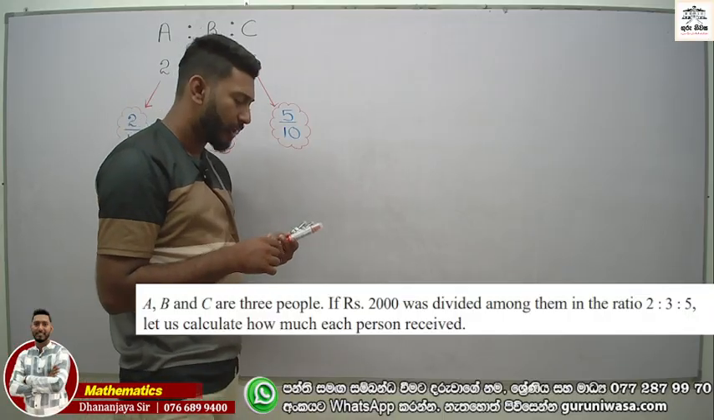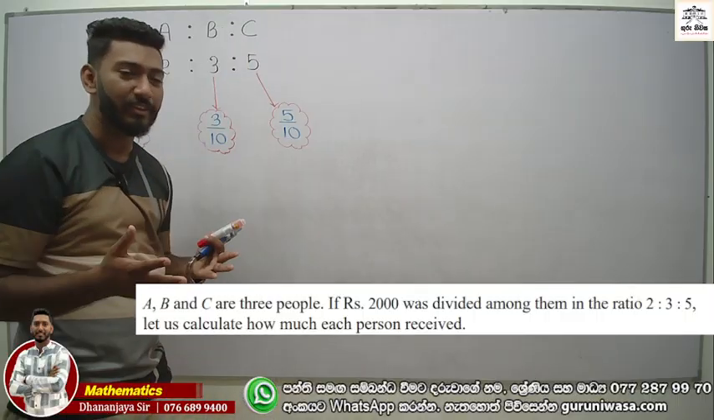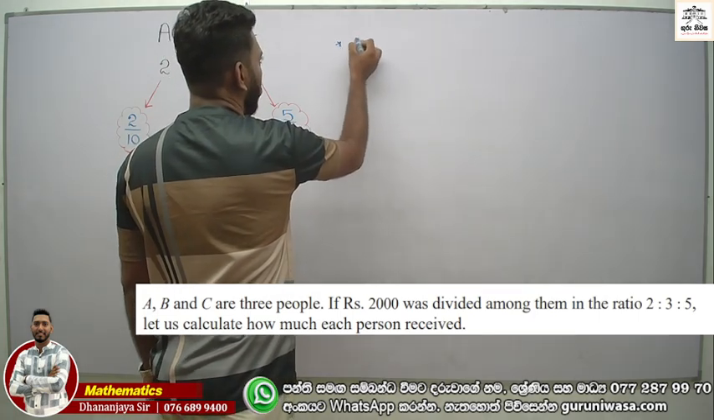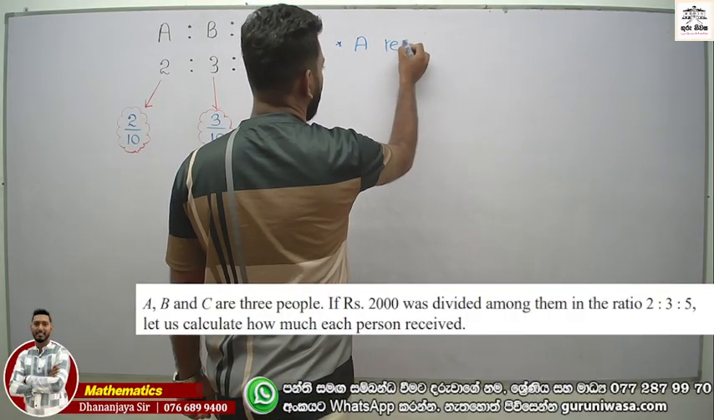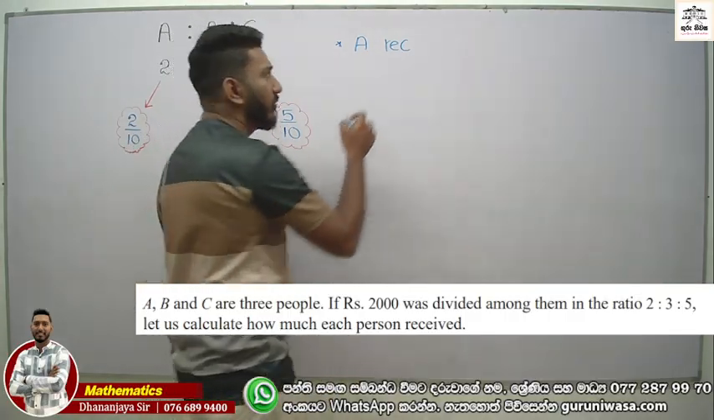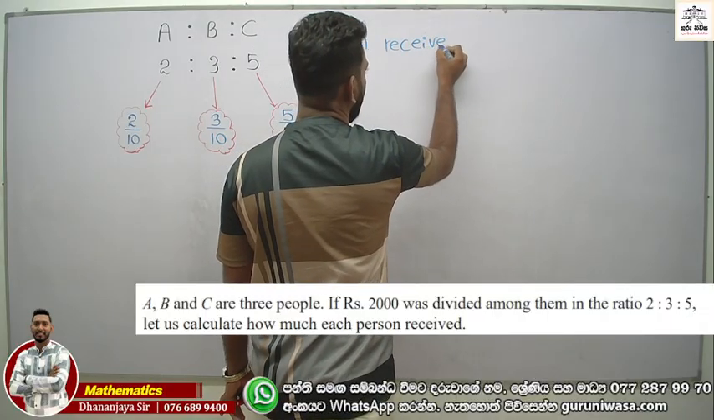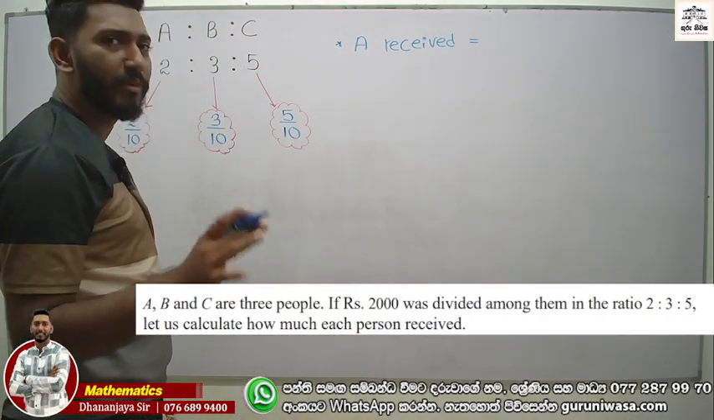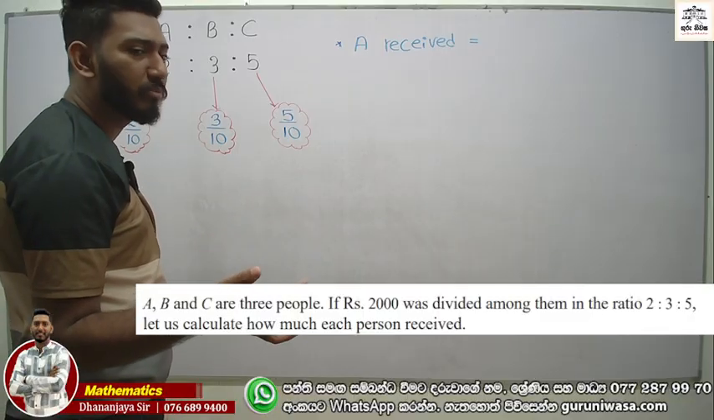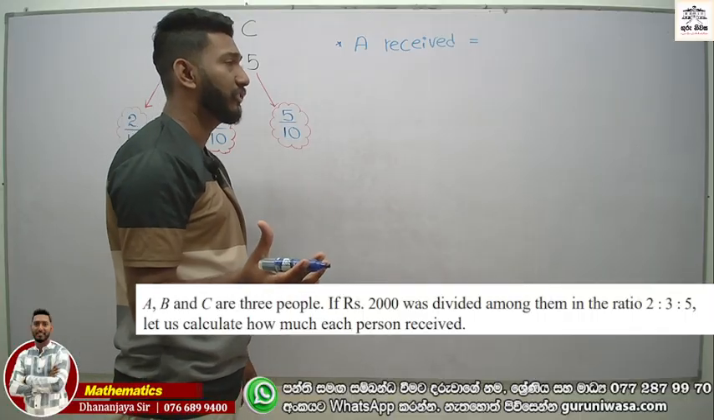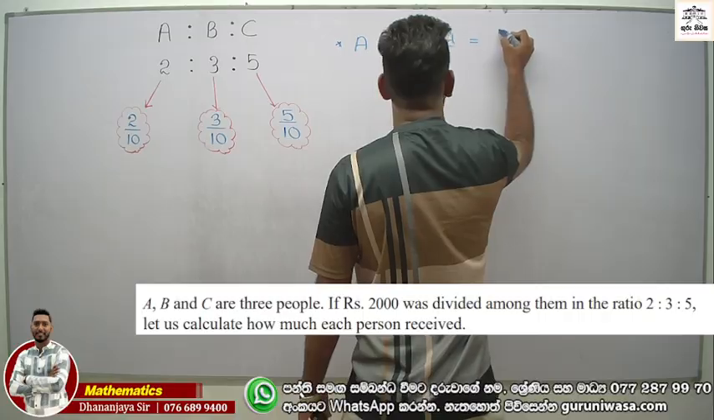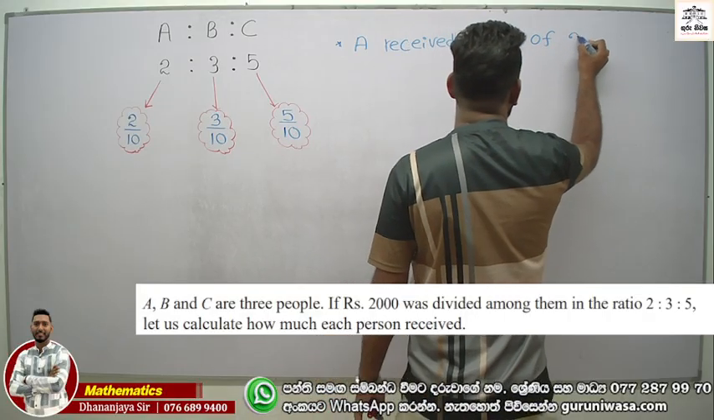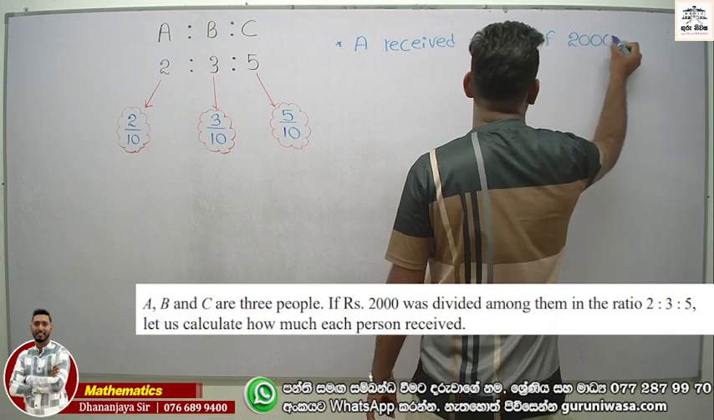Now listen to the method. Let us calculate how much each person received. First thing, A received. I am now finding how much A received. A received equals, and now you know the total amount of money, the total received by all three, which we call 2000 rupees. Therefore, you can write 2 out of 10 of 2000. Of 2000.